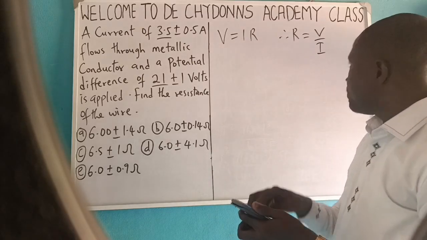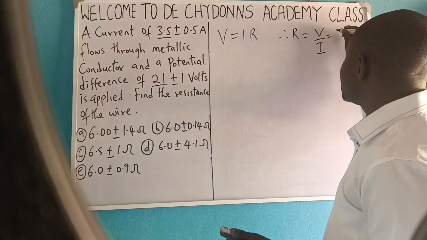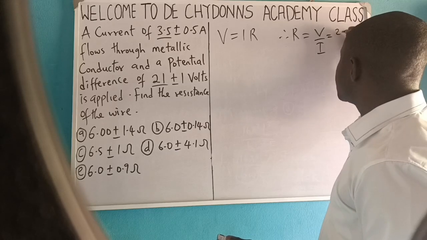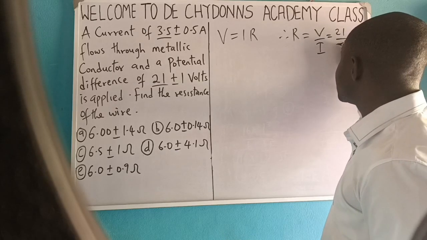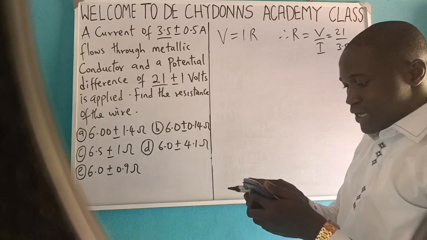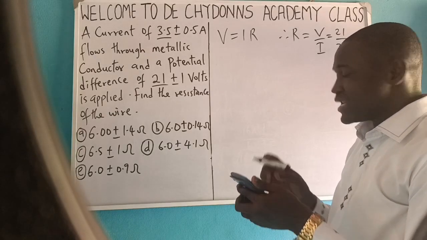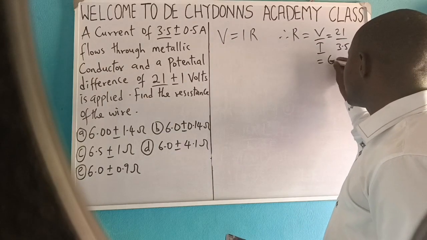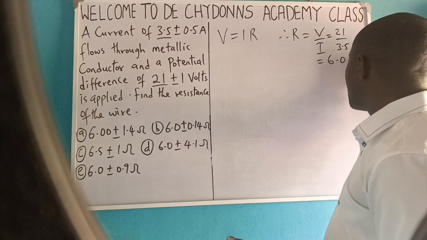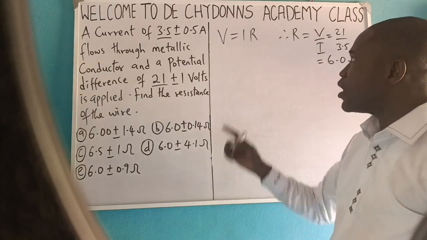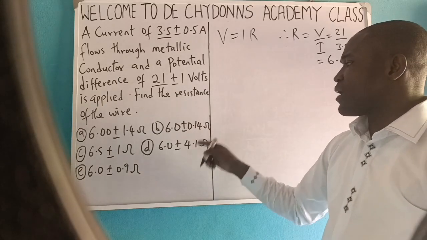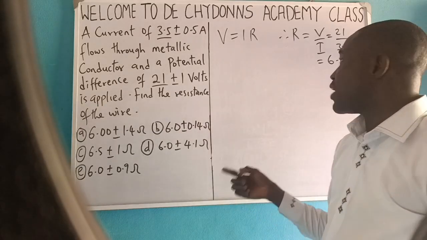So we will be dividing. We will be saying potential difference 21 all over the current 3.5. Let's get what it is. 21 divided by 3.5, that is 6. We will be having it to be 6.0 ohms. Then all this plus or minus is talking about what error encountered.